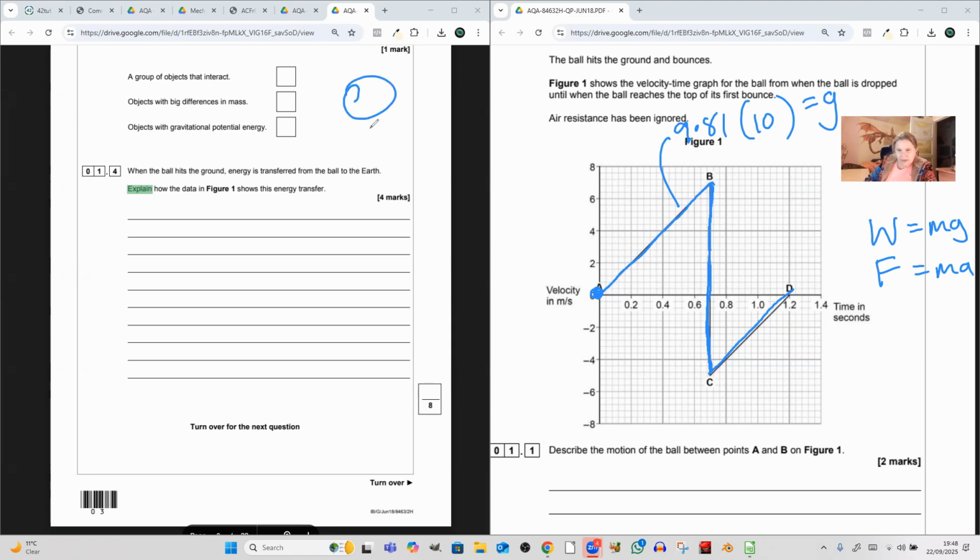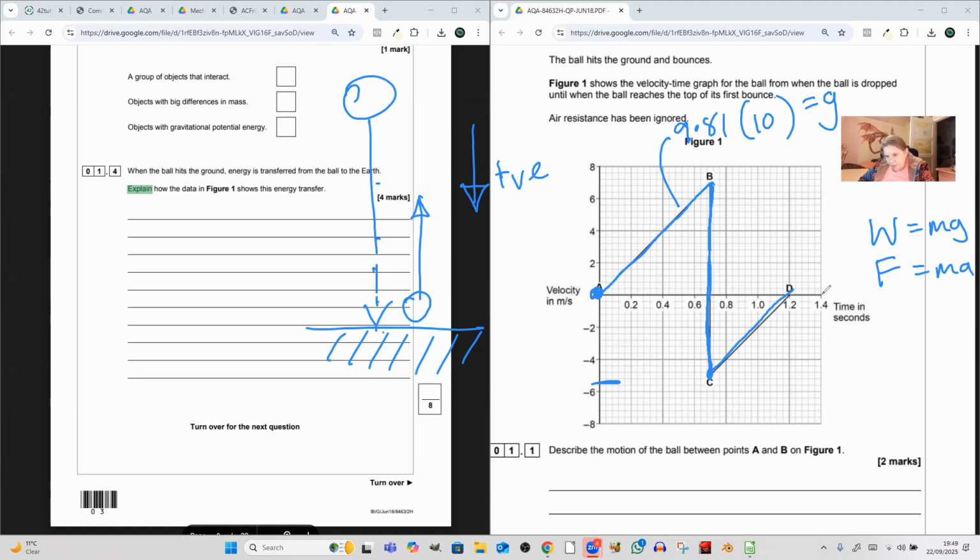So basically, somebody has dropped the ball. It gets faster and faster until it hits the ground, and then suddenly it's going in the other direction. They've said that downwards is positive and upwards is negative, so this is positive. It accelerates, accelerates, and then, bam, it bounces, and then it's going up again. Now, what is it about this second triangle that will tell you that it doesn't go up as high as it was originally dropped from?